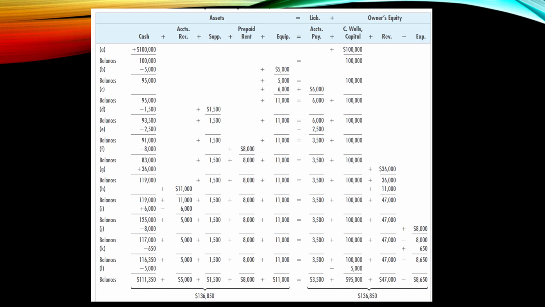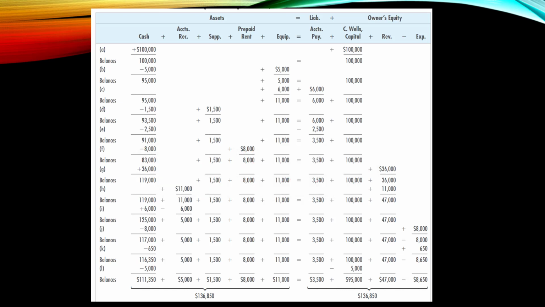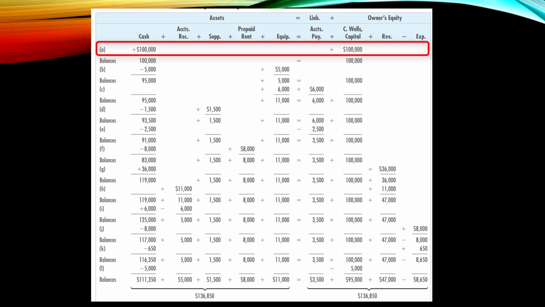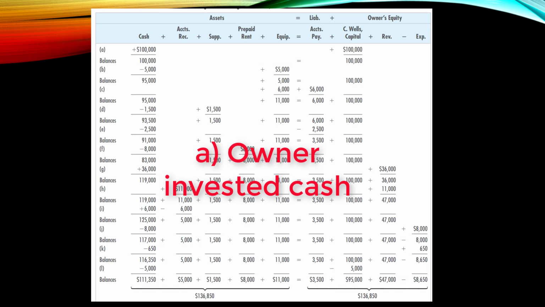This is a summary of all the transactions that were covered in Chapter 2. Take a look at several of the transactions and test your understanding by describing what happened in each of the transactions. I'll get you started. In the first transaction, the owner invested cash. This caused the cash account to go up and the capital account to go up.